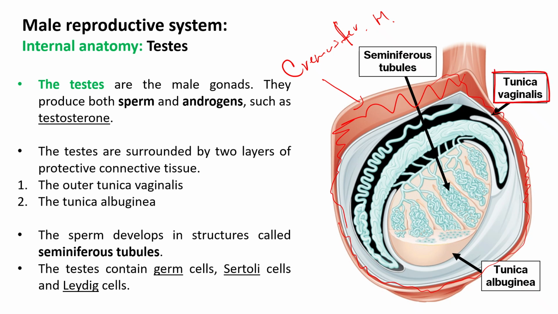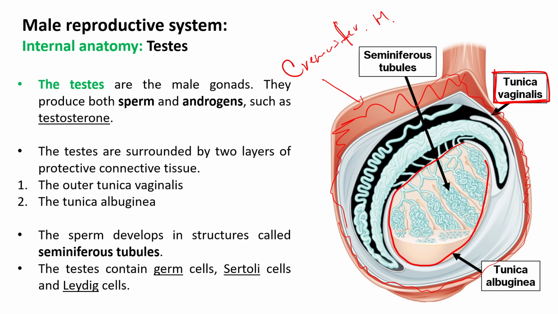So the testicles have two tunicas. The outermost is the tunica vaginalis. And as we can see, it will wrap not just the testicle itself, but two other structures. So let me just draw this really quick.